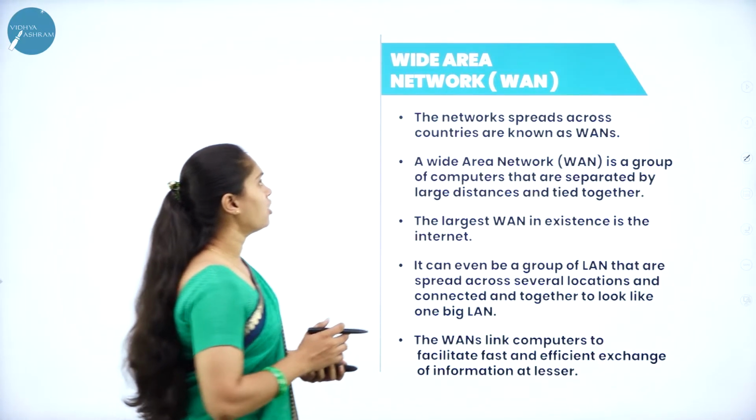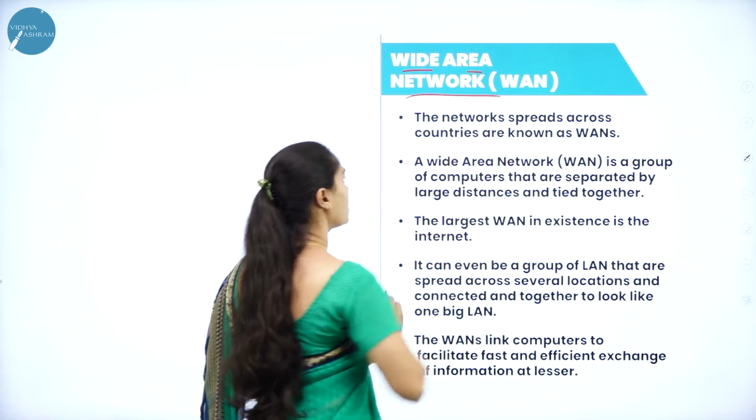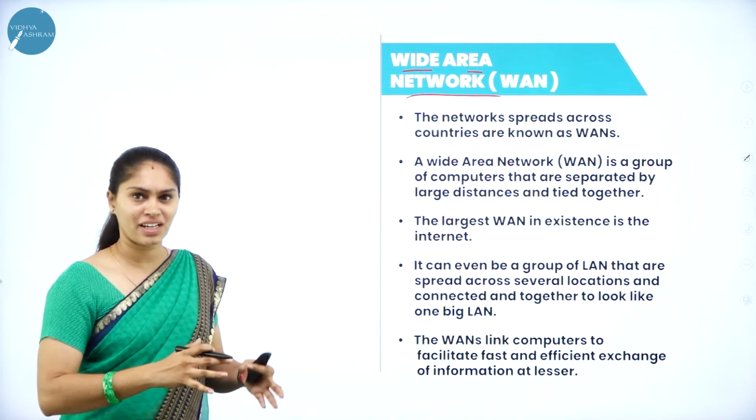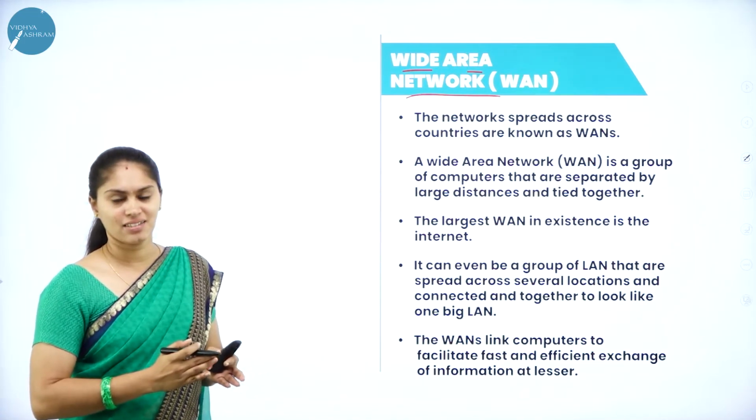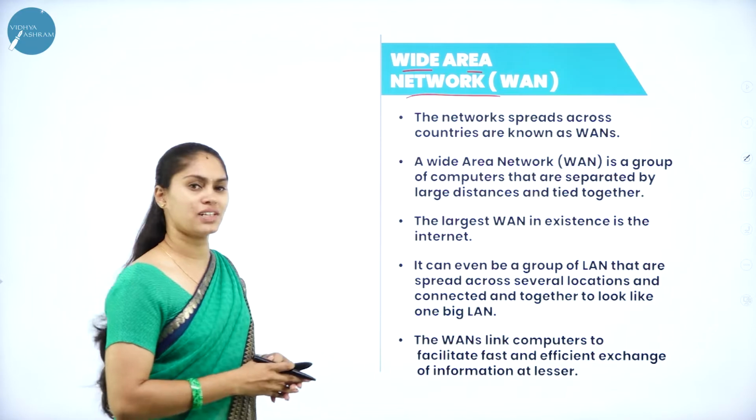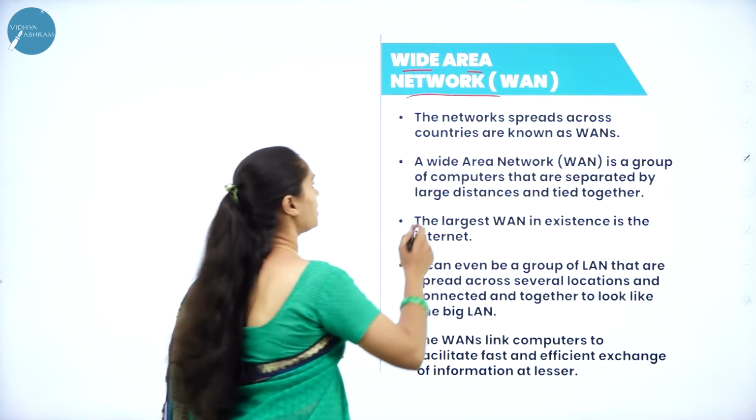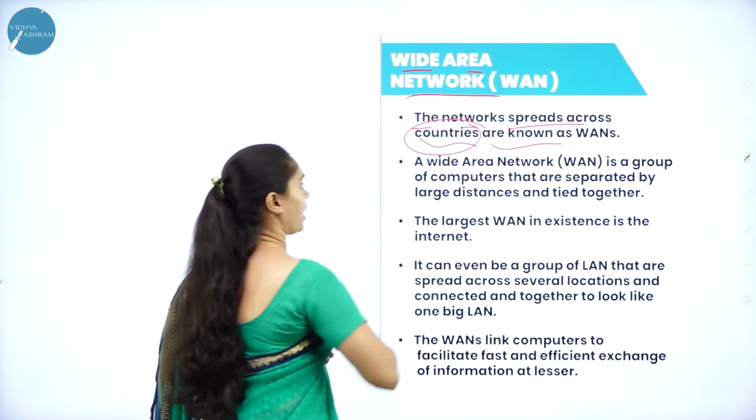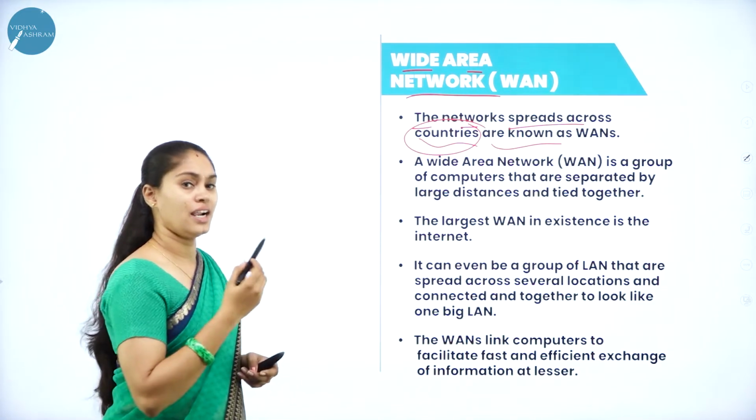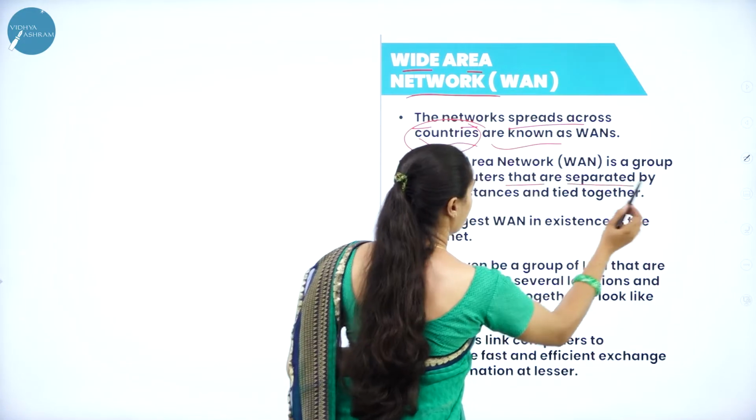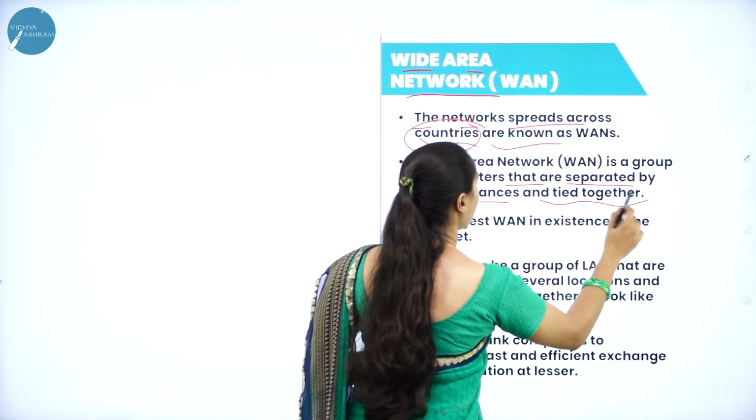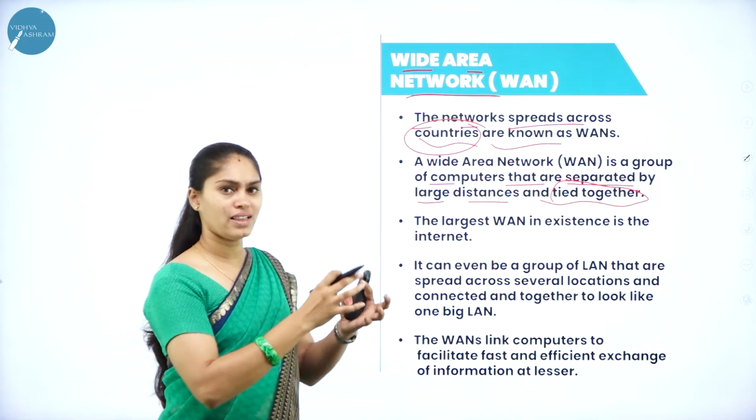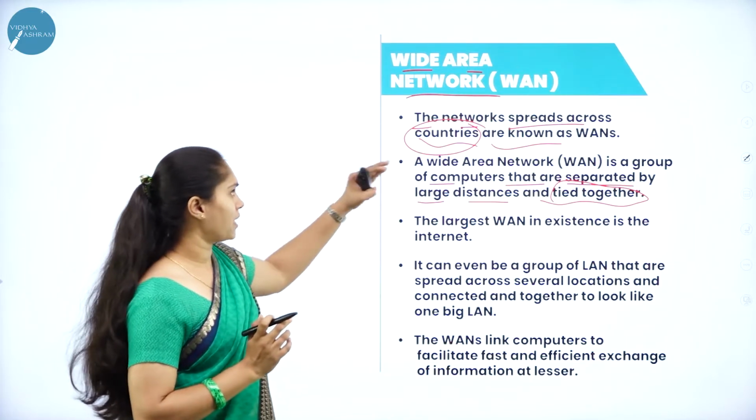Next we have WAN, that is wide area network. When the network spreads across the globe, where the geographical area is larger than the city, we call that kind of network a WAN or wide area network. The network that spreads across countries is called a WAN. This wide area network is a group of computers that are separated by large distances but tied together.